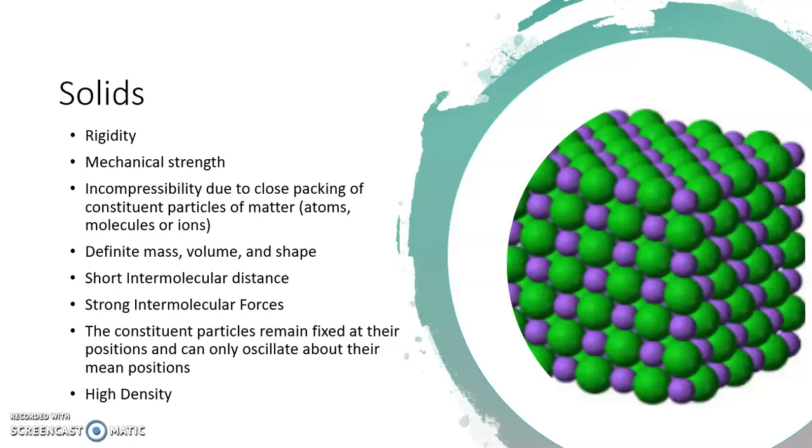This happens because of very short intermolecular distances and strong intermolecular forces of attraction, which we have studied previously in intermolecular forces of attraction. The constituent particles remain fixed at their positions and they can only oscillate about their mean positions, means they are not free to move. Like we can see that in liquids or in gaseous, the molecules are comparatively very free for the movement, and in gaseous state the molecules are in continuous random motion, and solids do possess very high density.